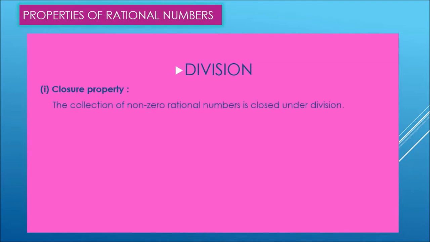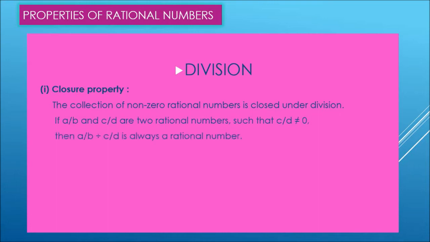Next, we will move on to the next property based on division. First one, closure property. The collection of non-zero rational number is closed under division. If a upon b and c upon d are two rational numbers such that c upon d not equal to 0, then a upon b divided by c upon d is always a rational number.